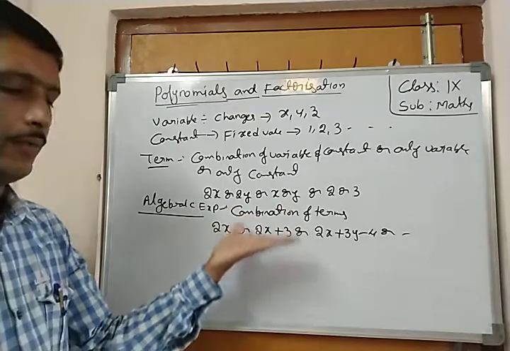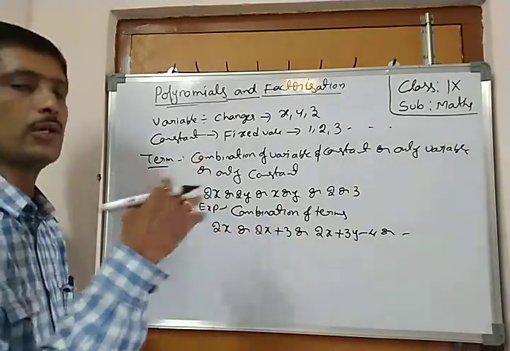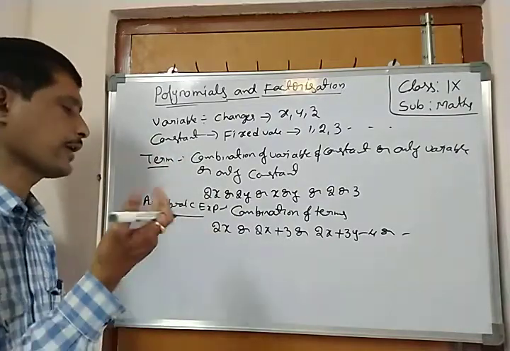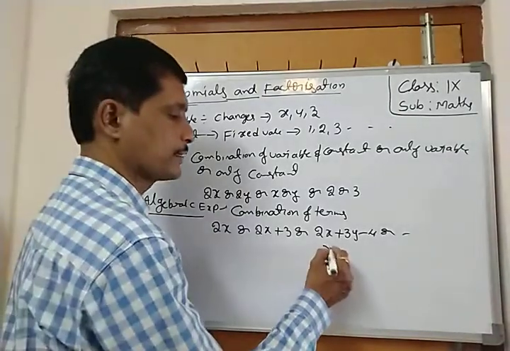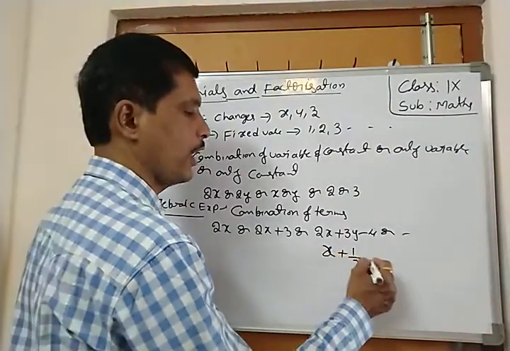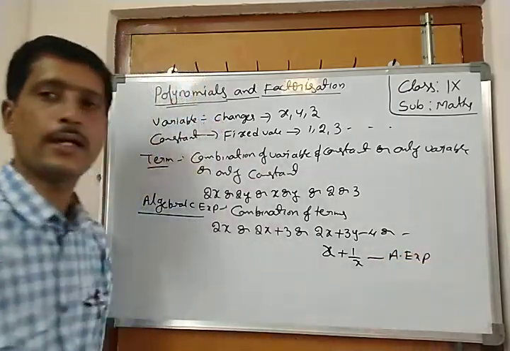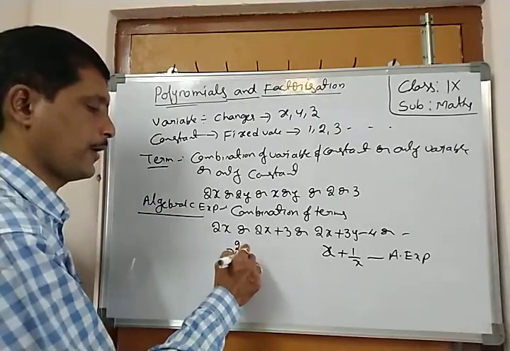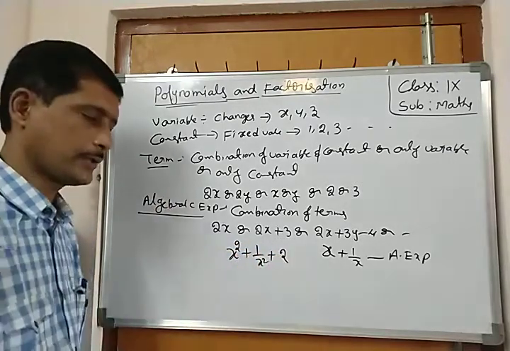Okay. Next, what is a polynomial? An algebraic expression means a combination of terms: a single term, two terms or more than two terms. That is an algebraic expression. Here x plus 1 by x is also an algebraic expression. And x square plus 1 by x square plus 2 is also an algebraic expression.